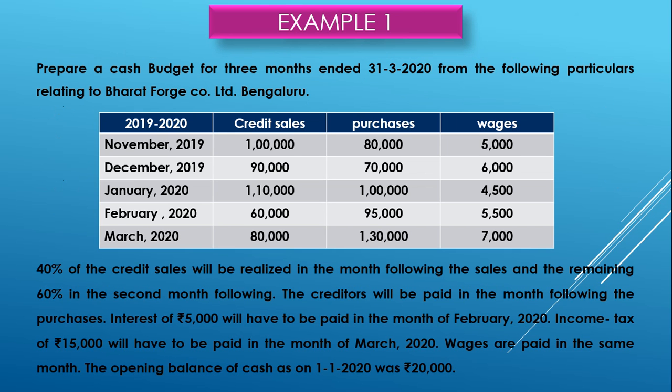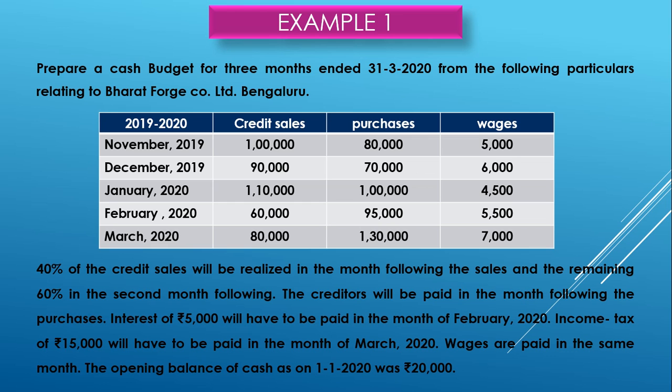This is the example number 1 of cash budget. Prepare a cash budget for 3 months ending on 31st/3/2020 from the following particulars relating to Bharat Forge Company Limited, Bengaluru. There are months given from November to March. There are credit sales, there are purchases, and there are wages.